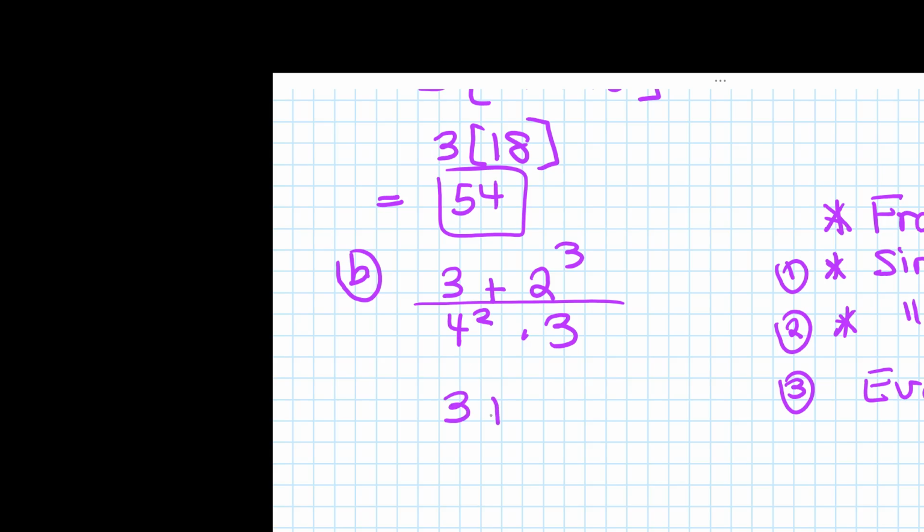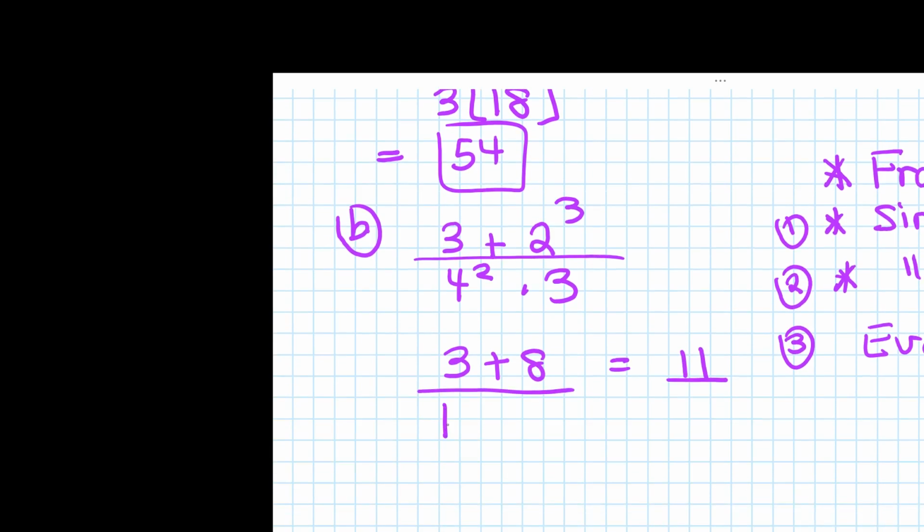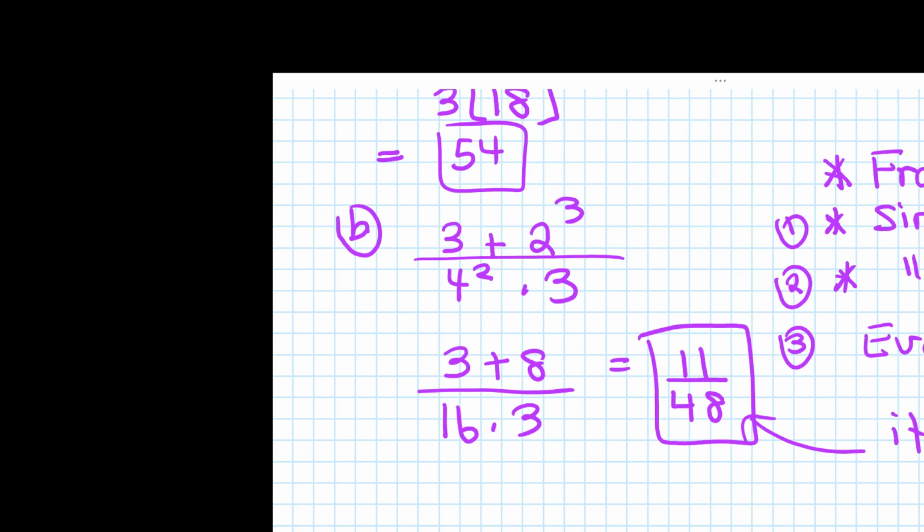We all know that 2 cubed is what? 8. 3 plus 8 is 11. And now we have the denominator, 4 squared, which is what? 16 times 3 is what? 48. Now you have to look at your fraction and see, can it be reduced? It can't. So your final answer is 11 over 48. Again, for those of you that are listening to this lecture, this is example 2B, page 3 in your chapter 1 notes. Does anyone have a question?